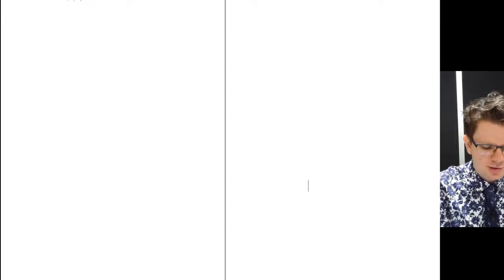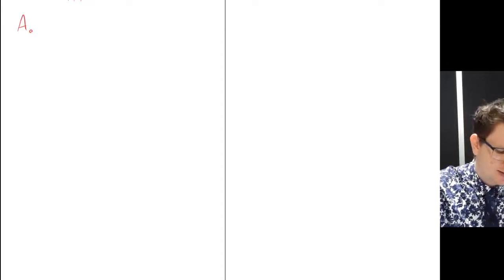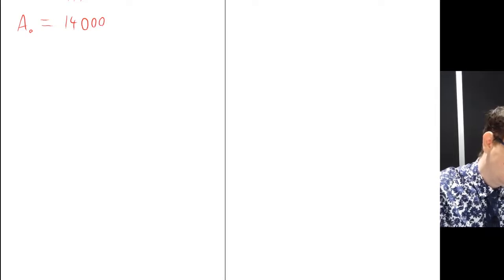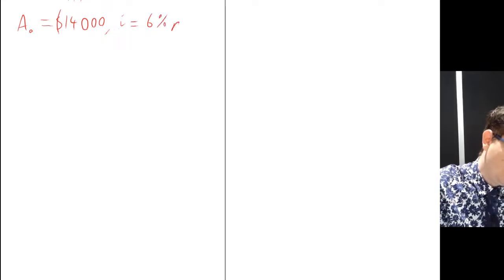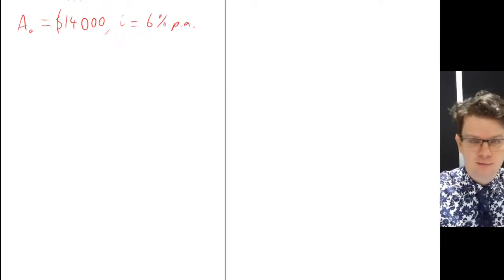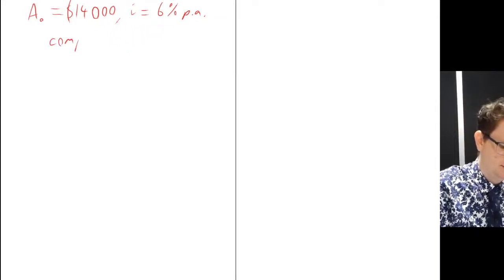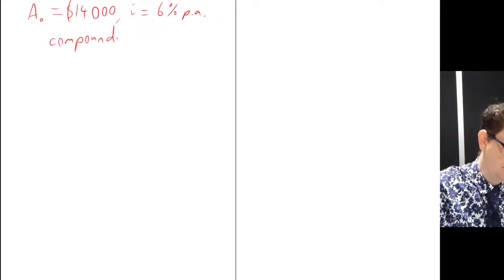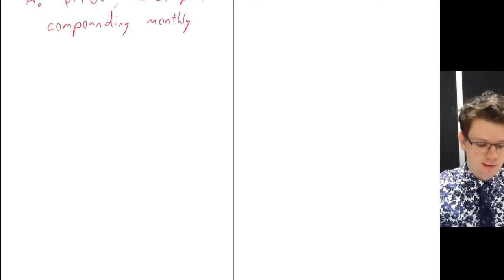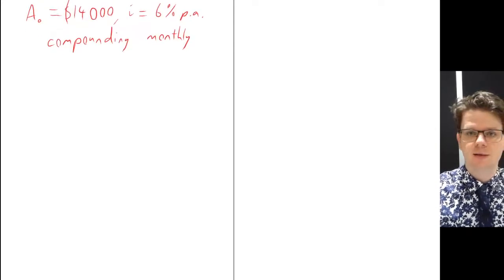So let's just have a look at it again. Now I'm not going to change it by much. A_0 equals $14,000. I is equal to 6% per annum, per year. Remember, that's just per year. And I'm going to say that it's compounding, and let's try monthly. Okay? So now it's compounding monthly. Okay, well, what does that mean?